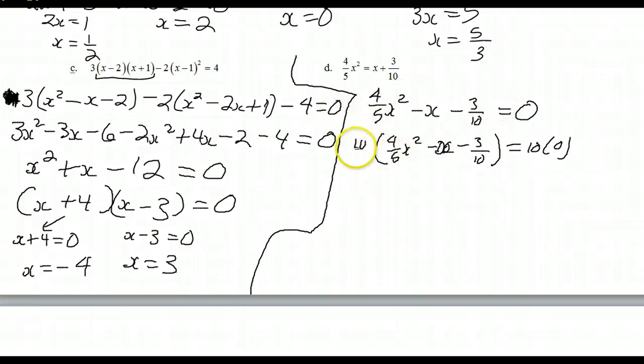10 times this. 5 goes into 10 twice. We'll get 8x squared minus 10x, and then minus 3 is equal to 0. Nice thing about having one side of an equation equal to 0 is you can do stuff like this. You can get rid of denominators, in this case by multiplying through by 10. Okay, let's try factoring this.